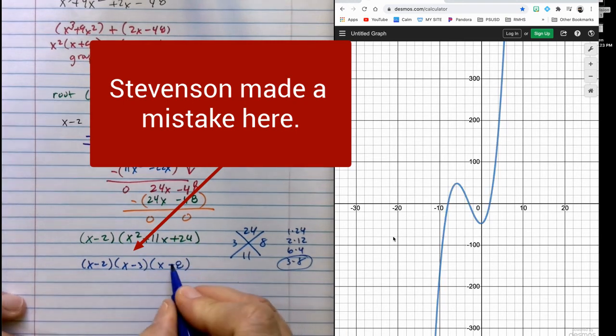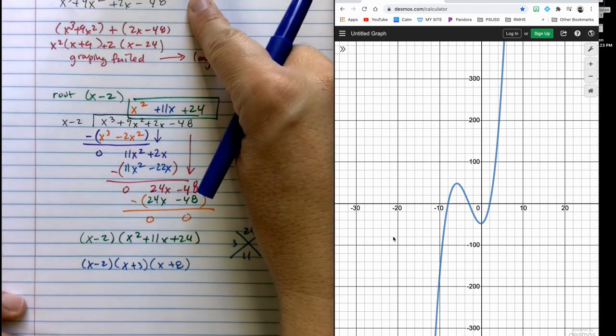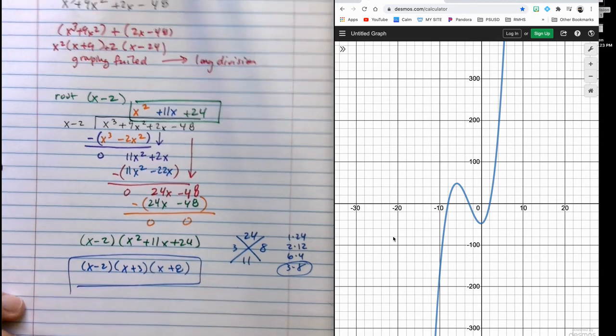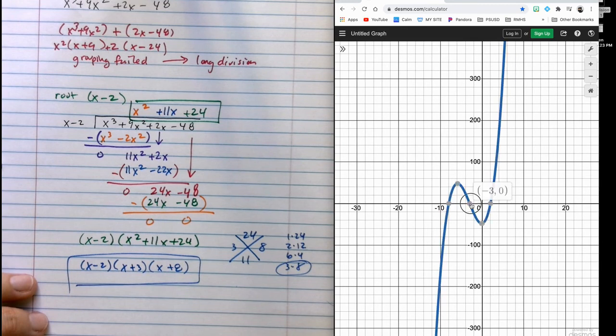Actually, these should be pluses here, huh? So this means this factored form is the same polynomial up here. And actually, if you look at our graph here, we actually can see we got those answers right here.